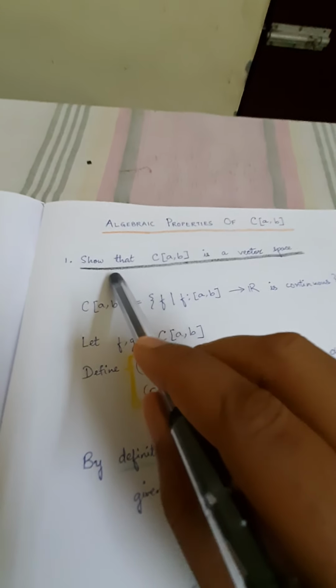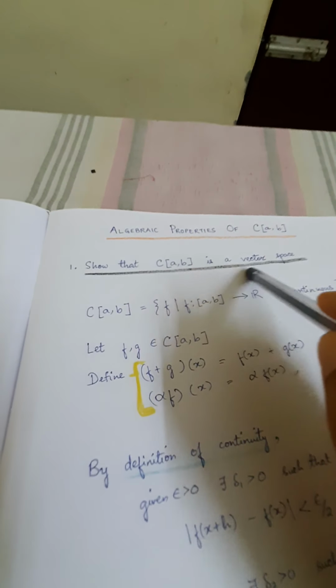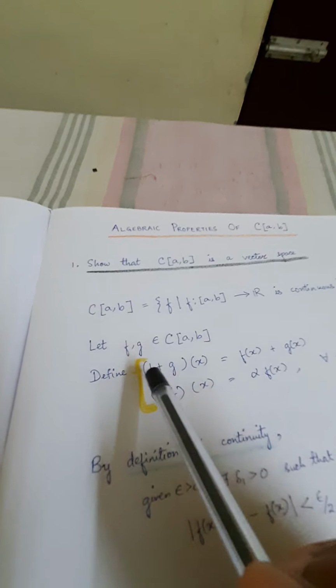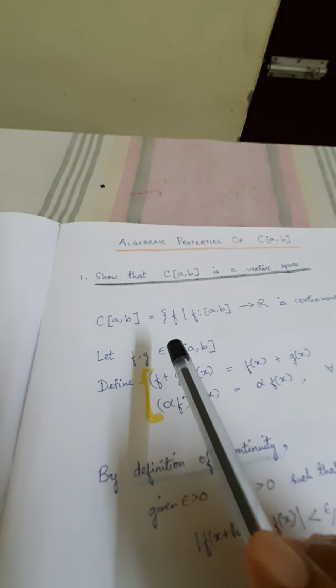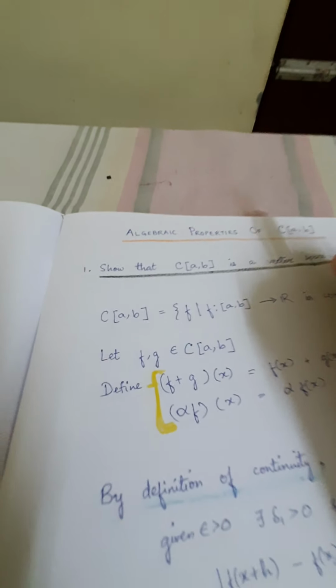So the first property that we shall study is that C[a,b] is a vector space. Now here you can pause the video and work it out on a sheet of paper using known definitions or known theorems, anything that you know about the vector space. You could use that in order to show that C[a,b] is a vector space. So, now assuming that you have worked it out, let us compare your answer.